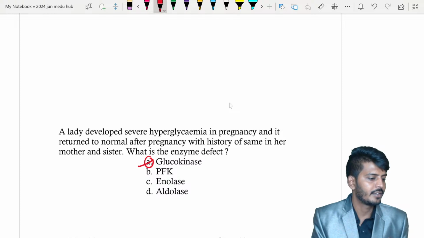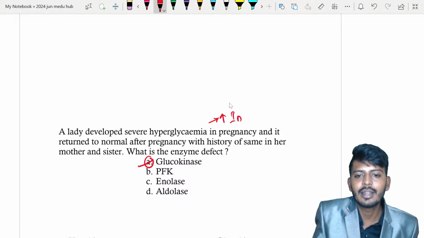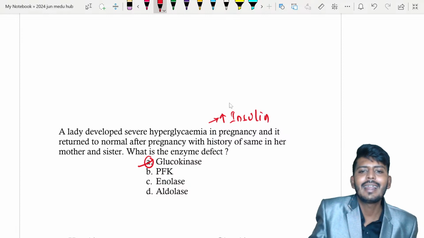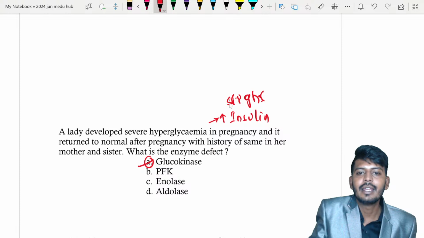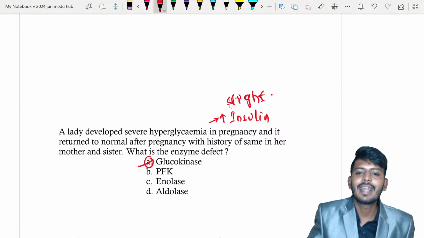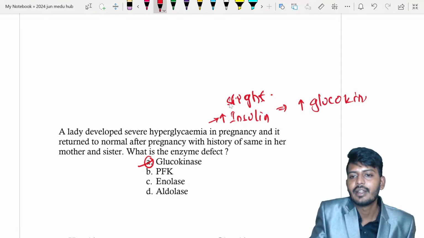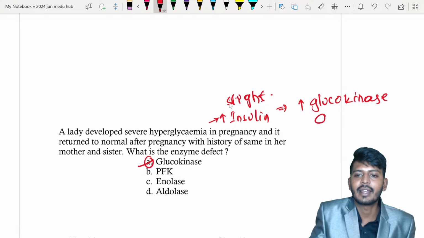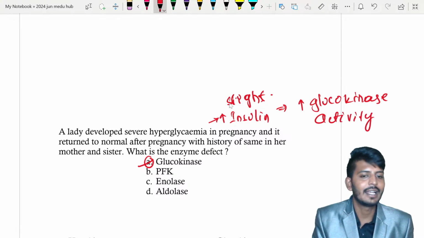The answer is glucokinase. In pregnancy, there is usually an increase of insulin, not that much, a slight increase. Because of the slight increase of insulin, there will be an increase of glucokinase activity. That is the story. So glucokinase activity will be slightly raised.